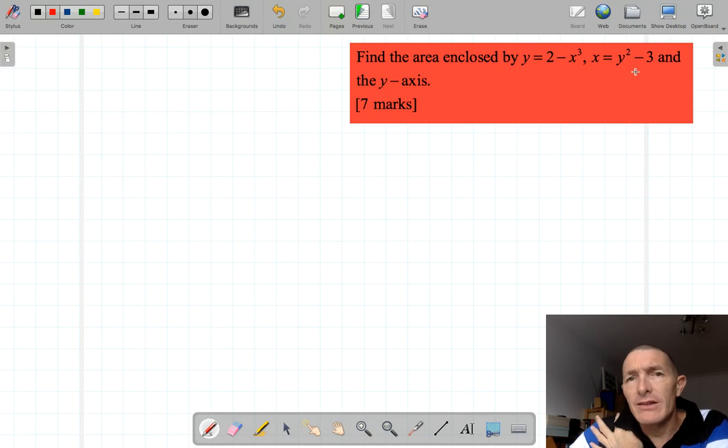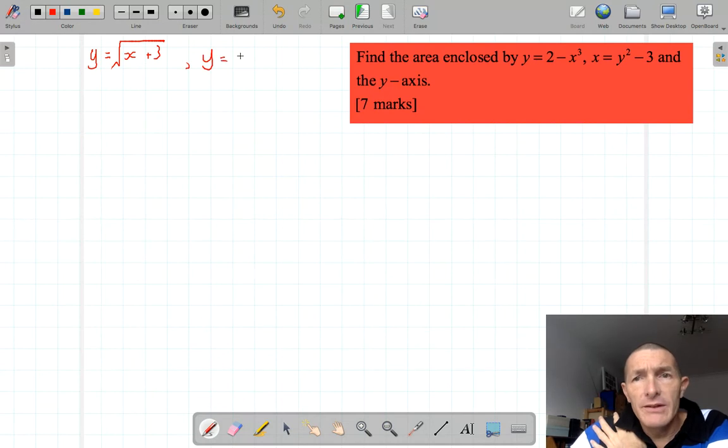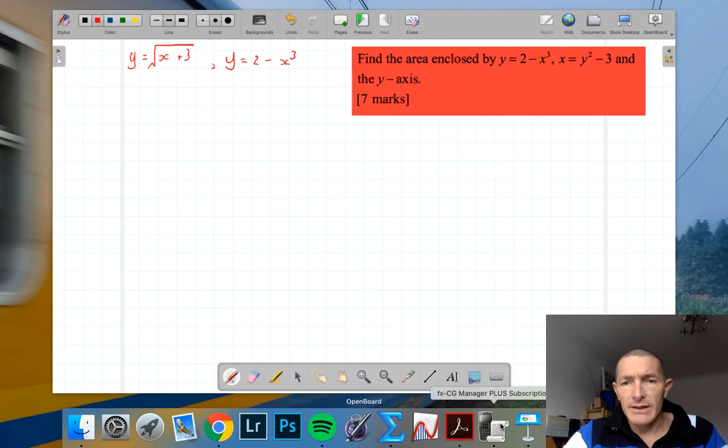Now, it's a calculator question, so I want to put this into my calculator. So I want to take this curve here and rearrange it. So I'm going to make that y equal to x plus 3, and then square root that. So I'm going to put that into my calculator, and I'm also going to put this in. And really just to have an idea exactly what's going on first of all, and then to see where I'm going to go with this question. So let's get my calculator up.